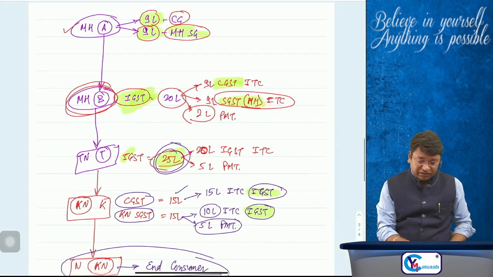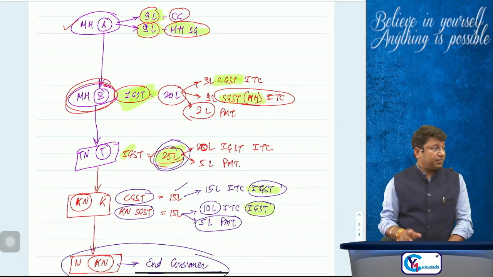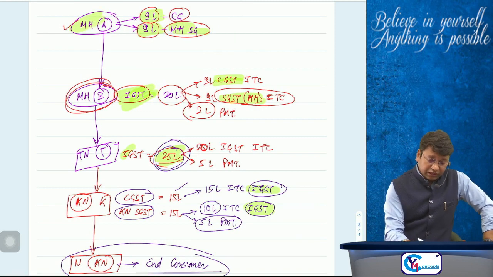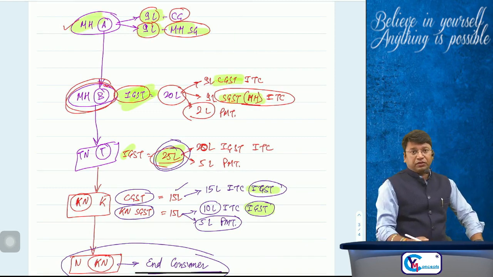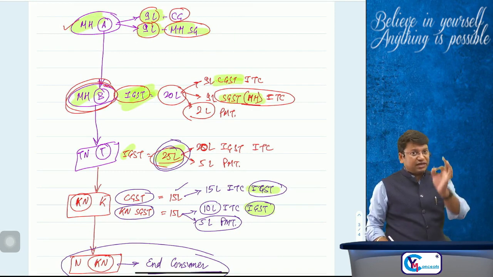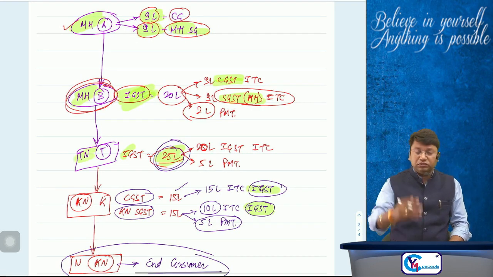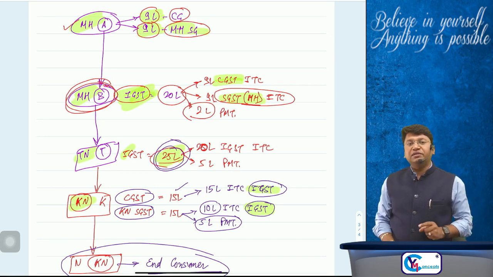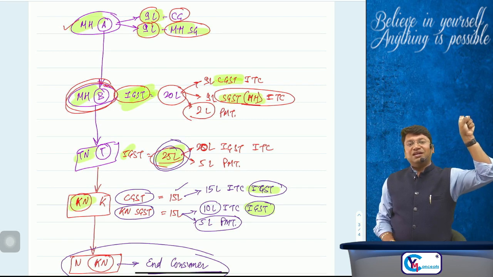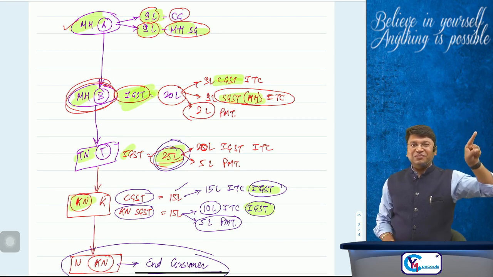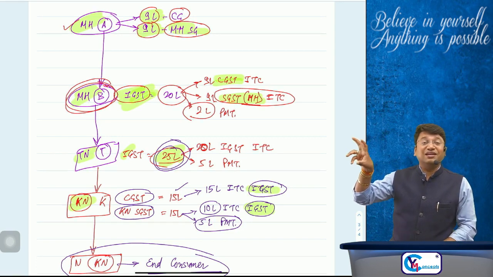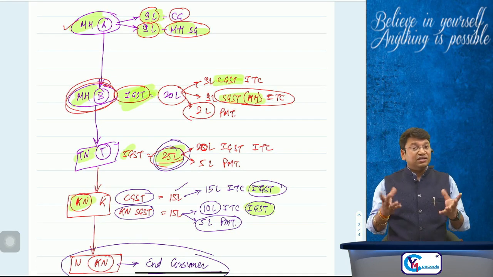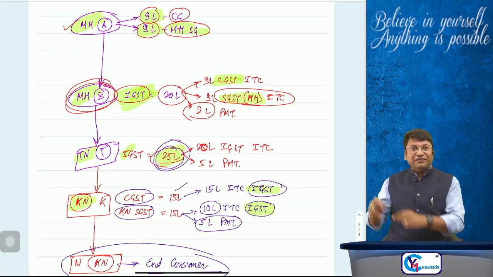Sir, see here carefully, goods were manufactured in Maharashtra. Goods were sold to Maharashtra itself. Then goods went from Maharashtra to Tamil Nadu, Tamil Nadu to Karnataka, and Karnataka was the ultimate end consumer. And you tell me, sir, ultimately goods were manufactured in Maharashtra, went through Tamil Nadu, and ultimately goods are consumed in Karnataka. So which state government got the ultimate revenue of SGST? Sir, Karnataka state government got the revenue of SGST.